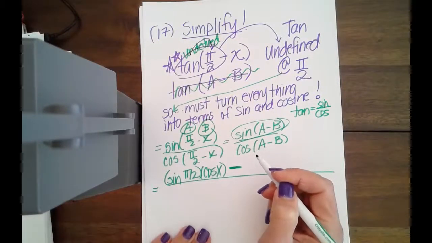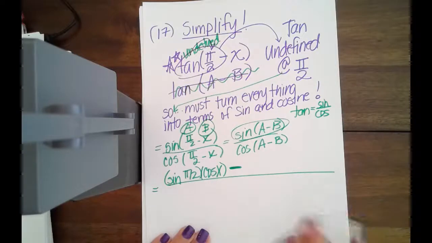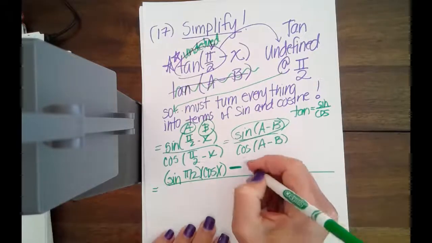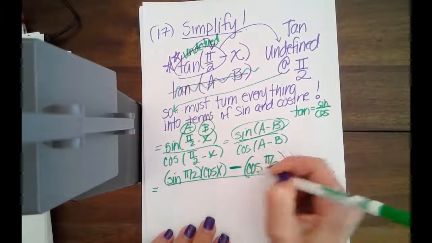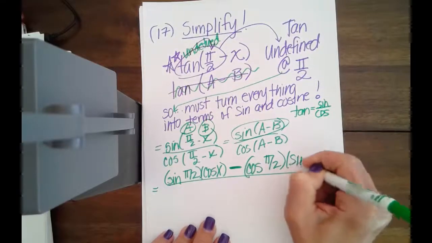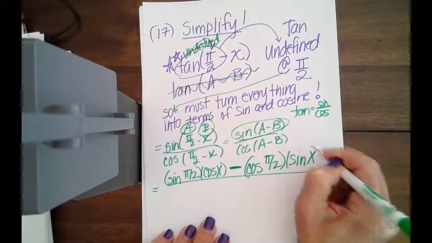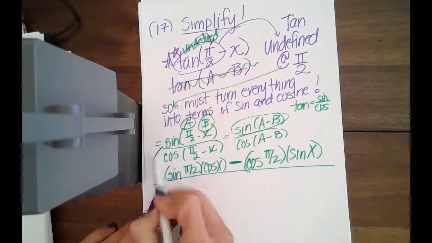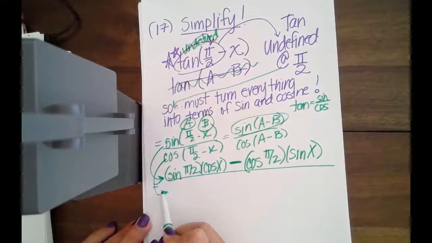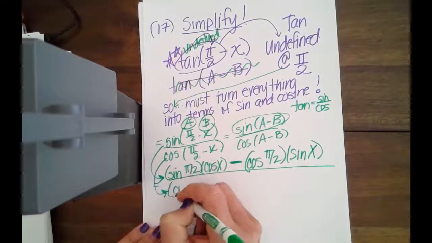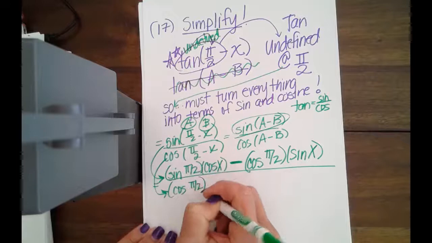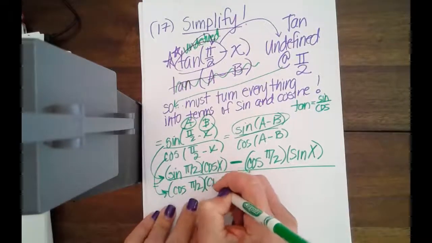All right, and then after the subtraction, the rest of the formula says it's going to be the cosine of my first angle, which is pi over 2, times the sine of my second angle, which is x. Okay, that's the top formula. All right, now let's take care of the bottom formula. The bottom formula is going to read like this. Cosine of pi over 2 times cosine x.